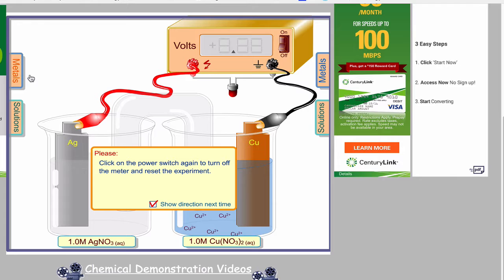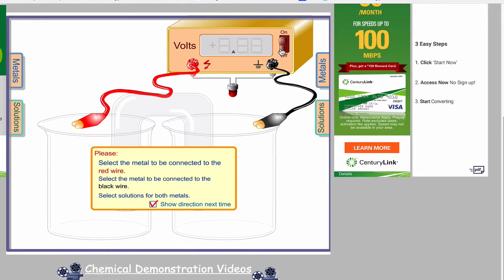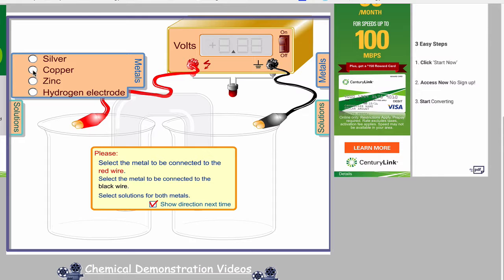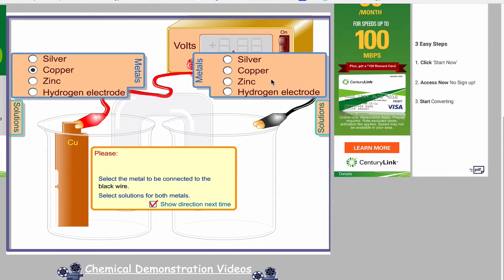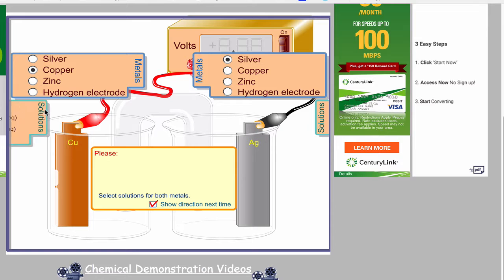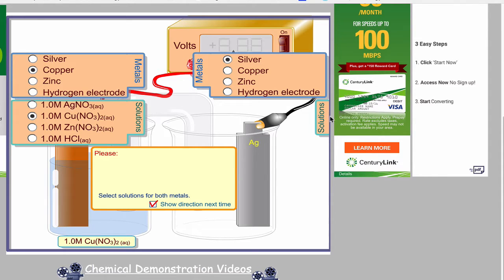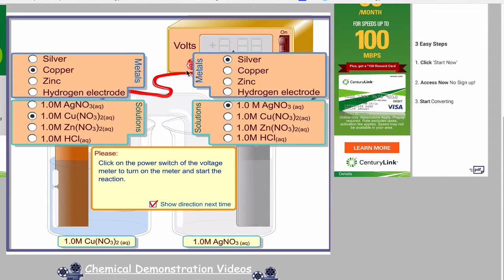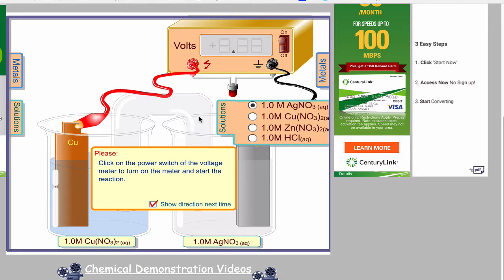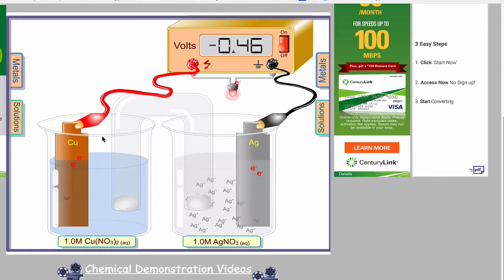If we were to flip the scenario where we turn our switch off, and let's say we put copper on this side, and we put silver on this side, and then we turn this thing on, okay? Now we can get electricity to flow in the other direction. So notice how now it's a negative voltage instead of a positive voltage, and now we're losing electrons here, so we're being oxidized. So this is our anode. Here we're gaining electrons, so this is our cathode, or being reduced, okay?